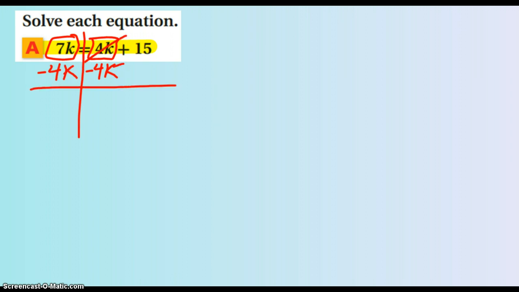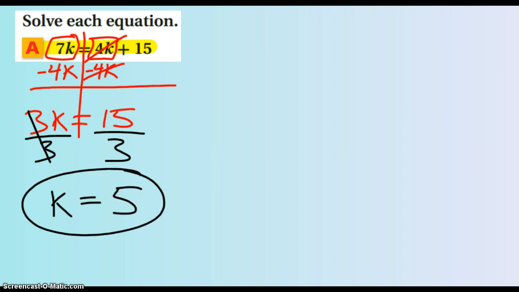4k minus 4k cancels. I'm left with 15. And now I do 7k minus 4k. Well, if I have 7 total k's minus 4 total k's, I get 3k left over. And now we have a very simple problem to solve. 3 divided by 3 cancels. K equals 5. And that is our solution.